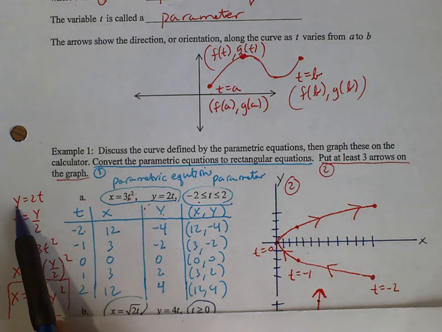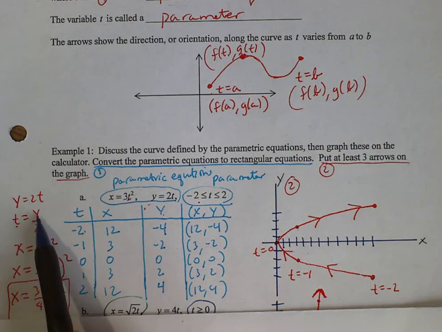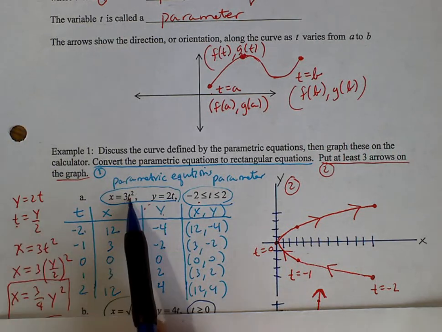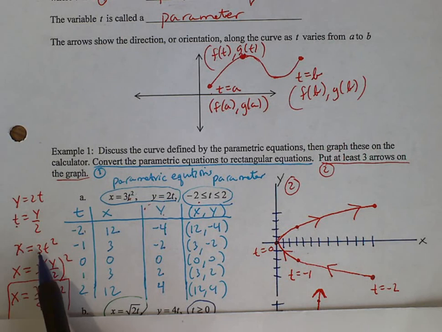So I write out y is equal to 2t and then solve for t, so t is equal to y over 2. Then I put t is equal to y over 2 back into the x, which gives me x is equal to 3t squared. So x is equal to 3, and in place of the t, I'm going to put in y over 2 quantity squared. If I simplify that, x equals 3/4 y squared. So this is your rectangular equation that is equivalent to the parametric equation.